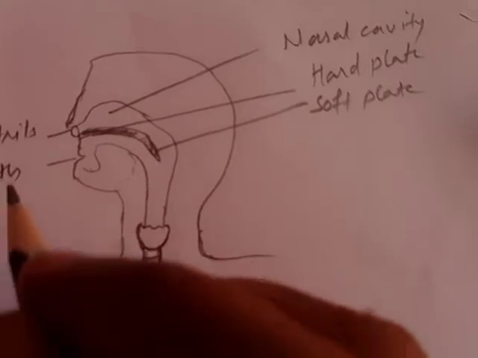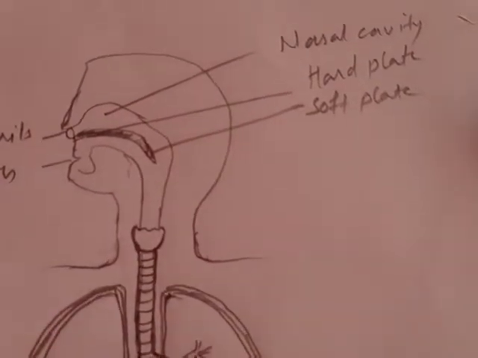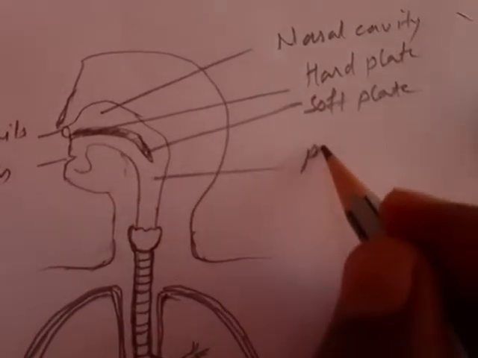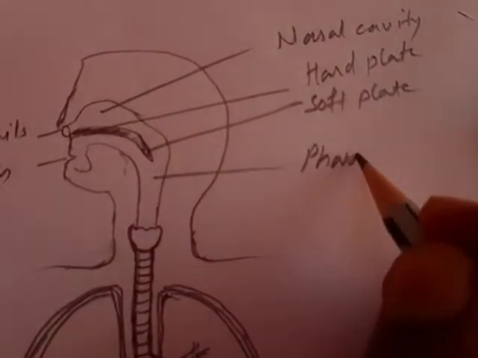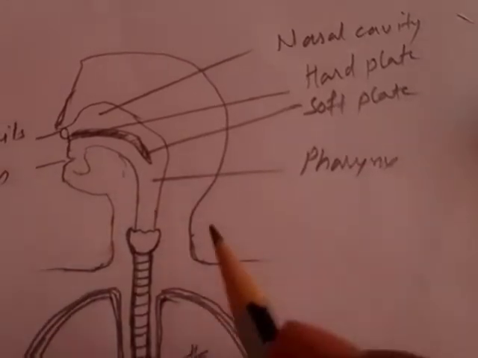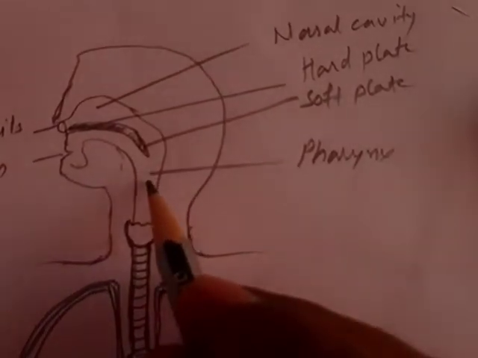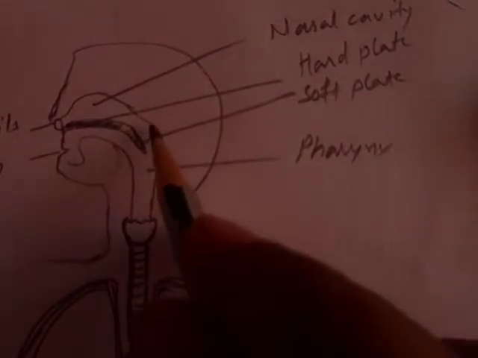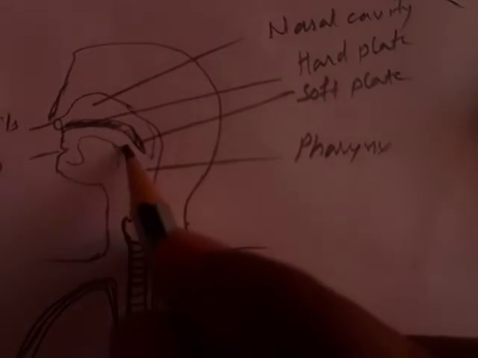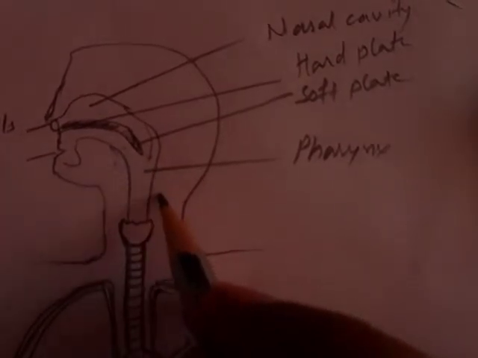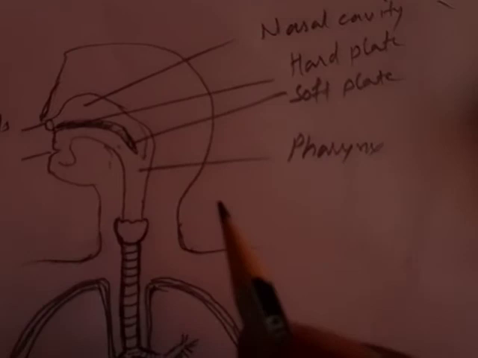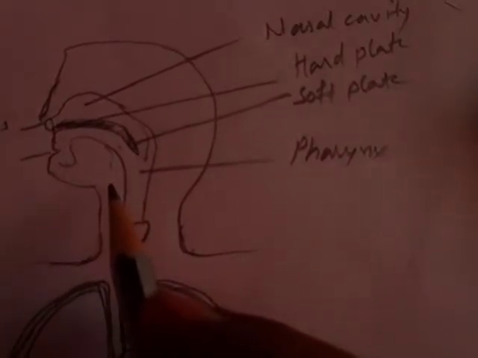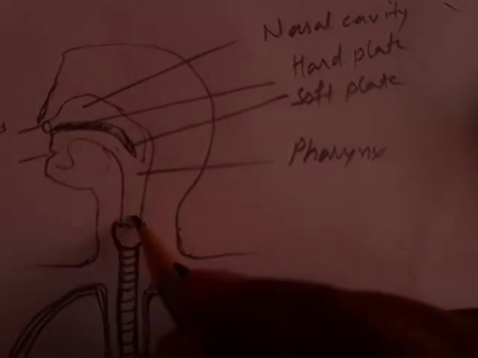And next you can show the pharynx region. The pharynx is a common passage for both the entry of food and air. Air is moving here in this pattern, and the food is passed in this pattern and enters the oropharynx. So it's actually the nasopharynx, oropharynx, and the next part is called the laryngopharynx.